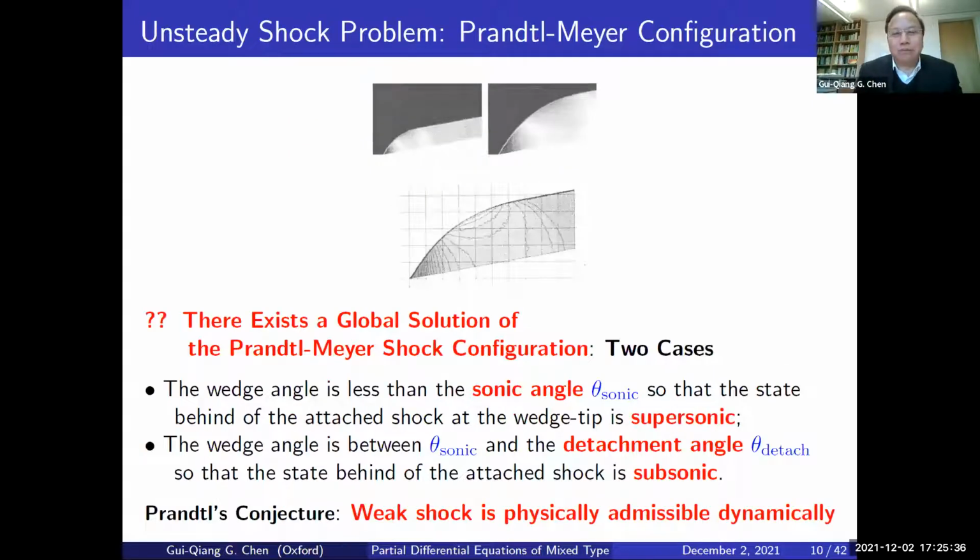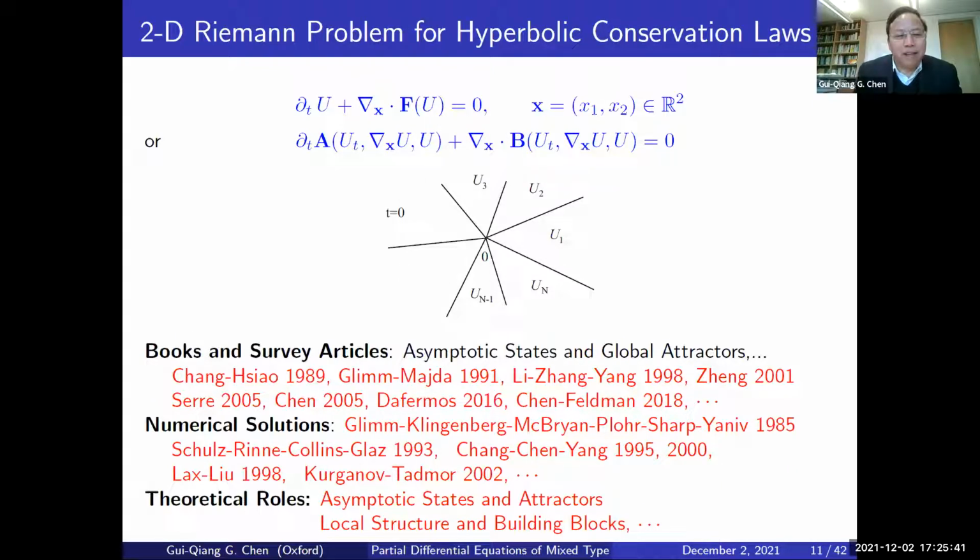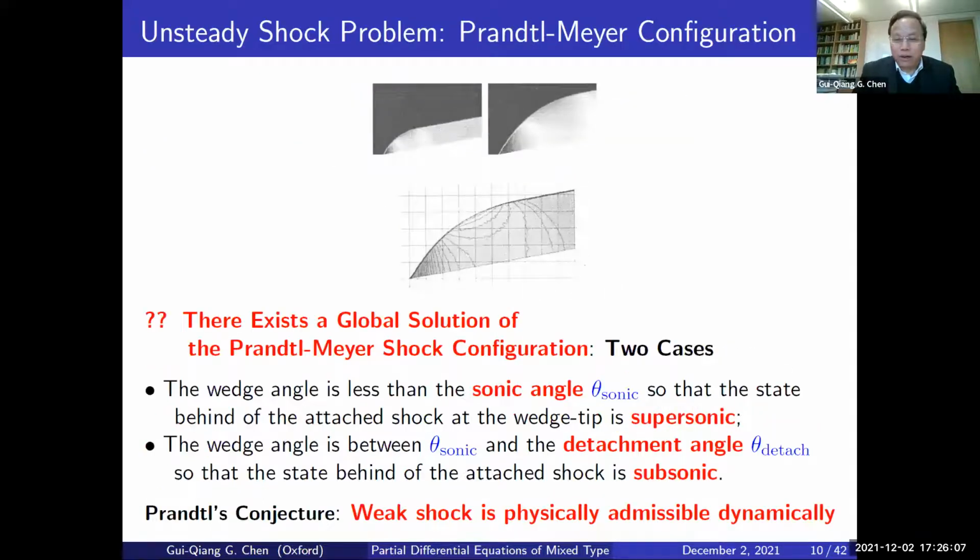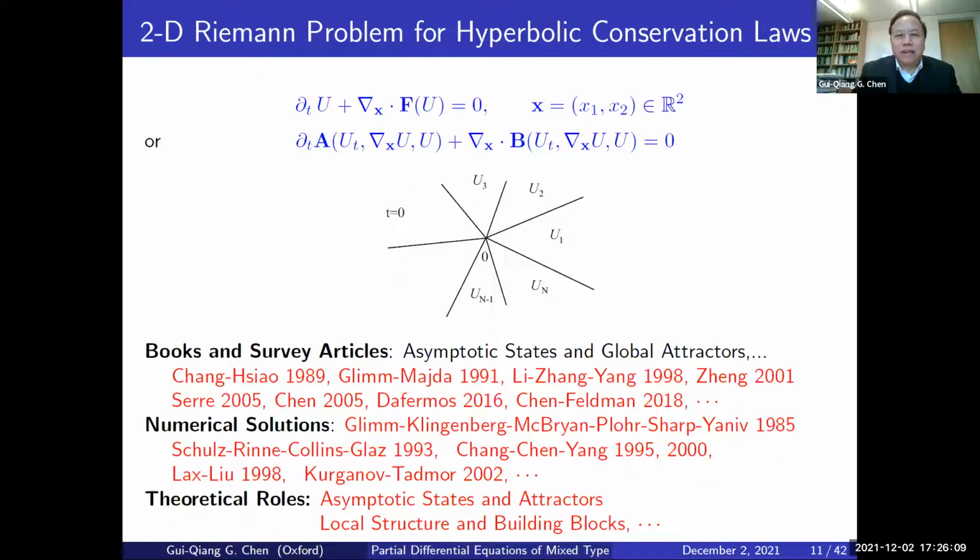It's called the plane-to-mirror configuration. On the other hand, the Riemann solution is really fundamental. Theoretically, it plays the role of determining asymptotic states and attractors. It also determines the local structure and is a building block of the general entropy solution. So if we want to understand general entropy solutions, we should understand the Riemann problem, the Riemann solution, first. But one of the configurations is really related to the plane-to-mirror configuration. Okay, so let me start explaining this problem.